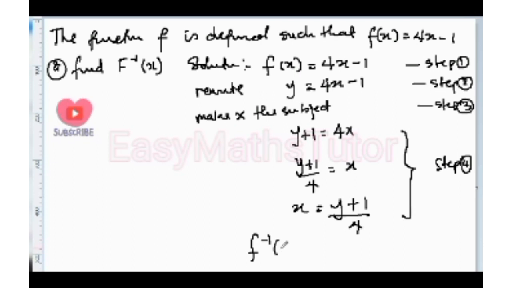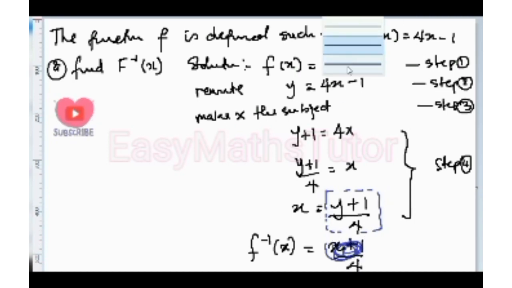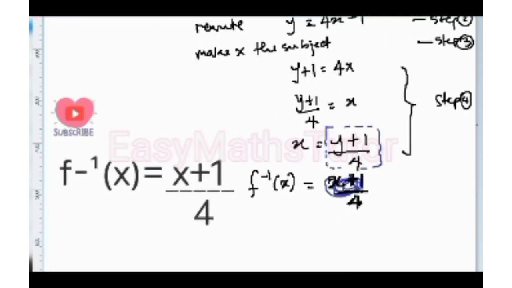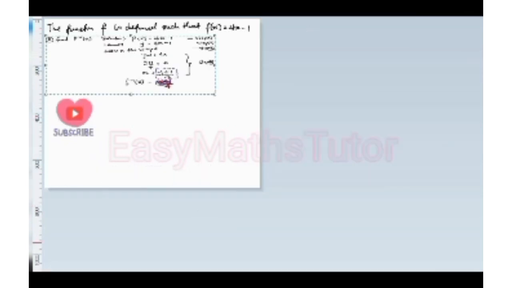And then for our step 5, to get the inverse, we write f raised to the power minus 1 of x equal to, now the expression for the subject of the formula of x is y plus 1 over 4, but we are going to replace y with x because the function is a function of x. So therefore, the inverse of this function is x plus 1 over 4. And there we have it.